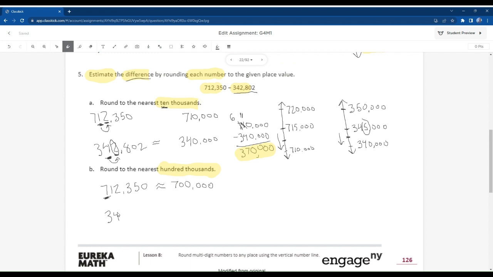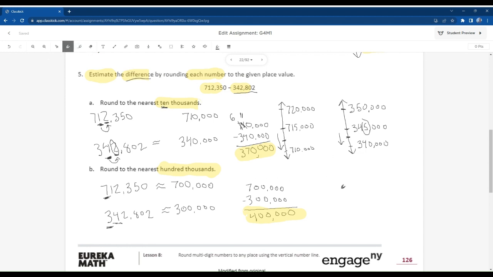And 342,802 would round to, let's see, this 3 is in the 100,000s. Take a look at this 4. I would not be able to bump up this 3, so we would round this down to 300,000. So we would do 700,000 minus 300,000. Let's try that again. 0, 0, 0, 0, 0, and 7 minus 3 would give me 4, which would mean that we have an estimated difference, if we were to round to the nearest 100,000, of 400,000.